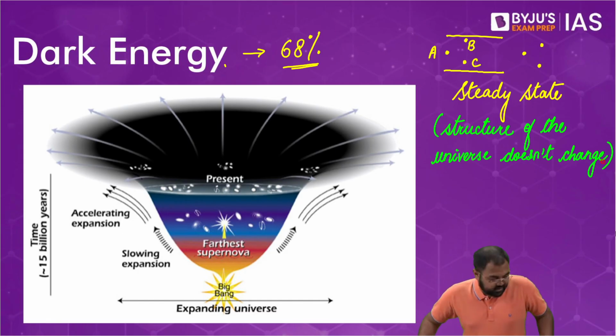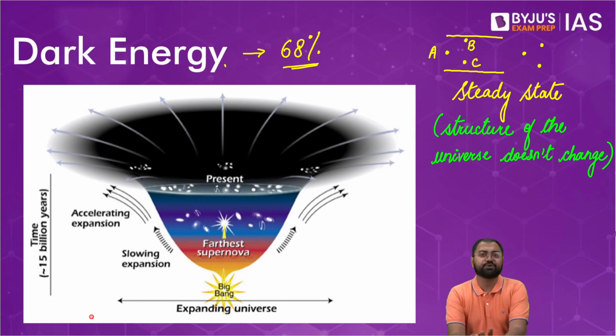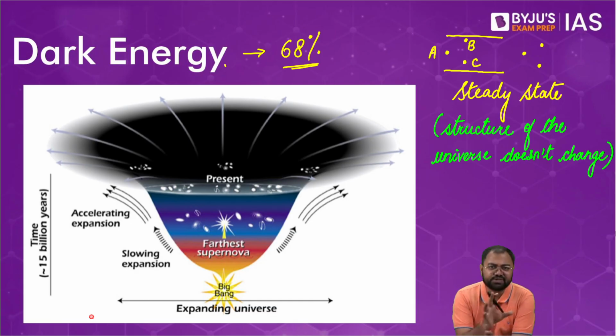Then came a scientist whose name I'm very sure every one of you knows, Albert Einstein. He was working on his theory of relativity, and according to his calculations, the universe should not be in a steady state, but rather it should be expanding. But then he thought that he was wrong.